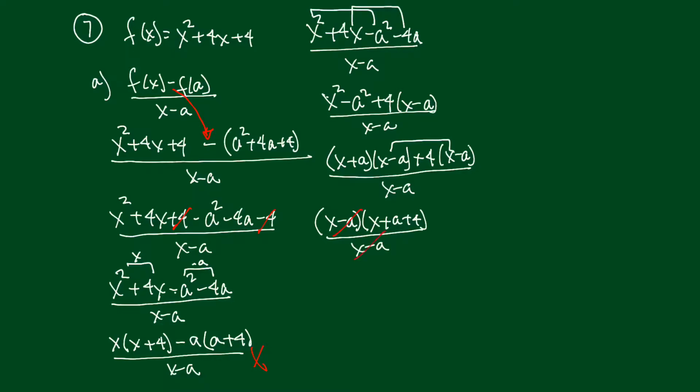And then I see the x minus a's are going to cancel. That's what we were hoping for. And I'm left with this, x plus a plus 4.